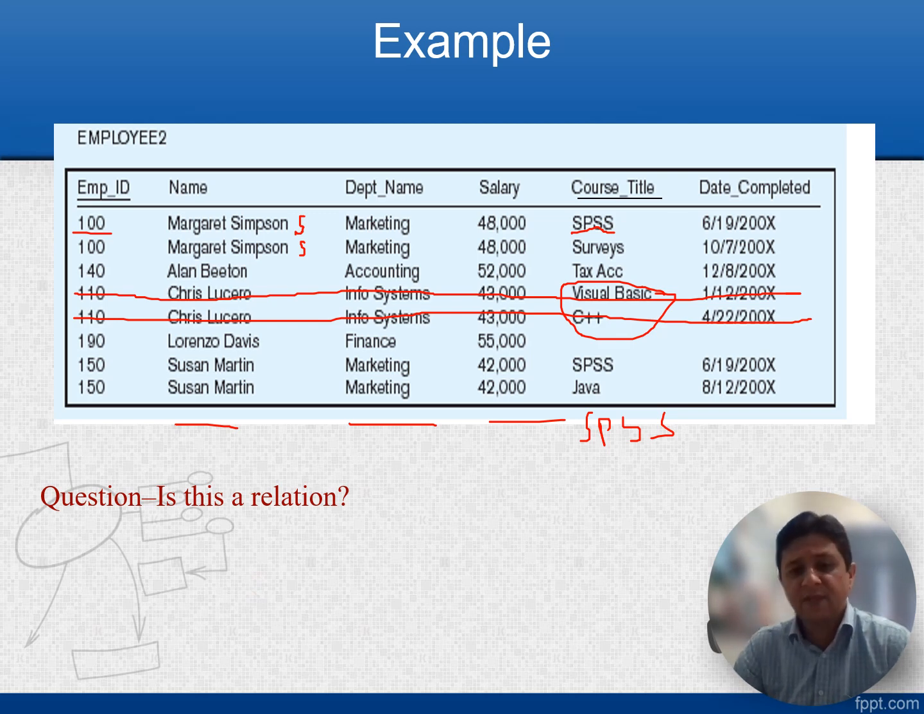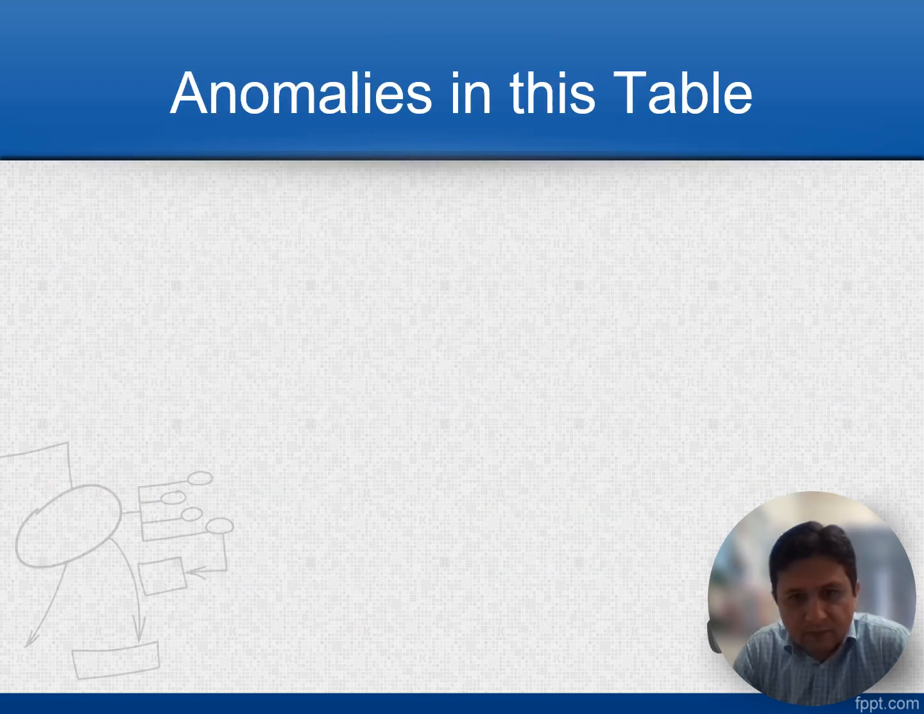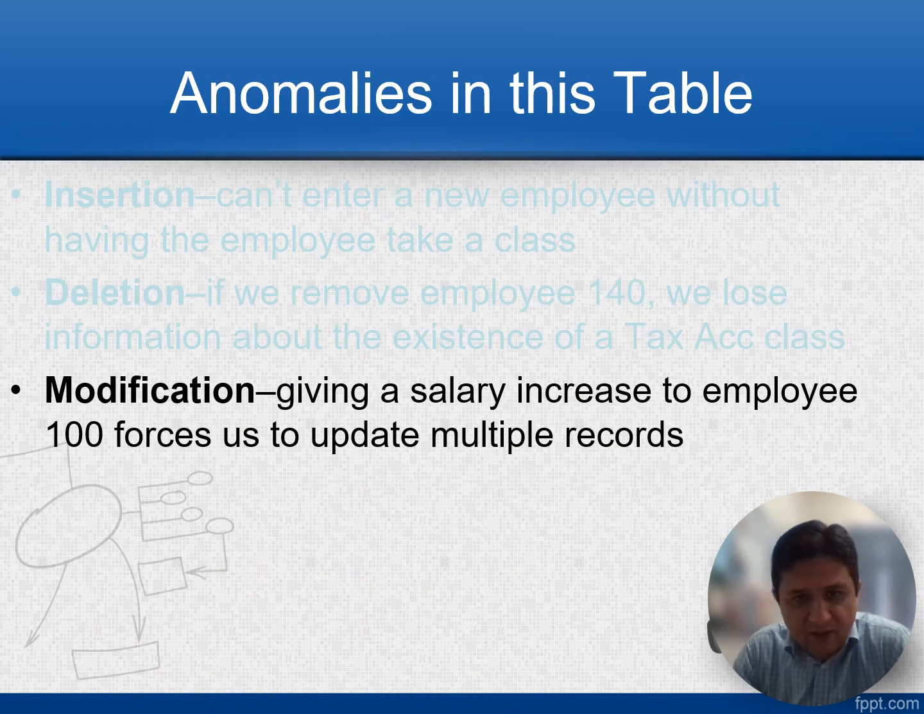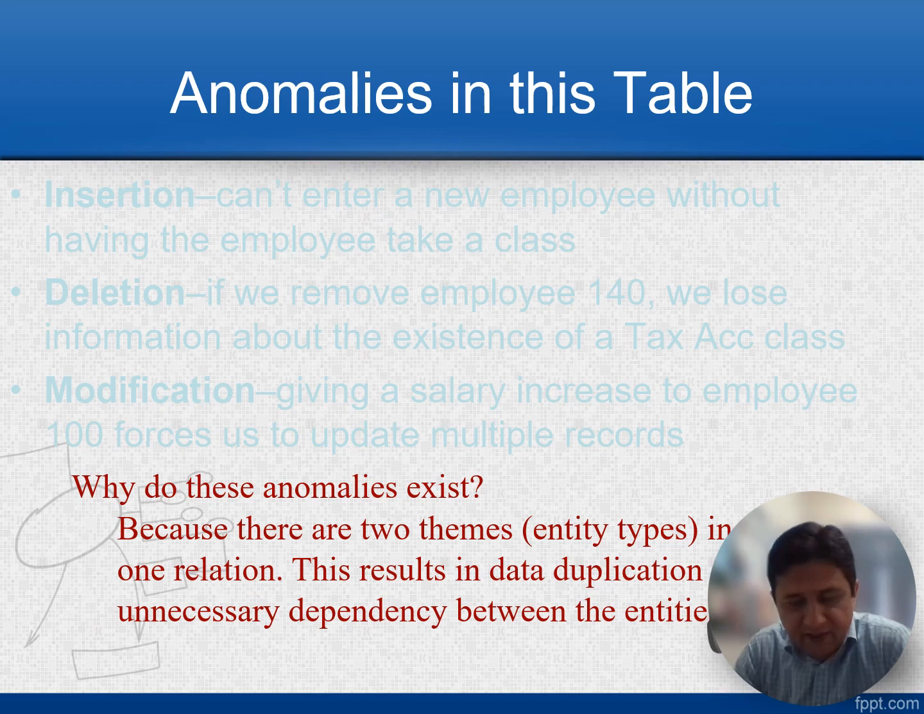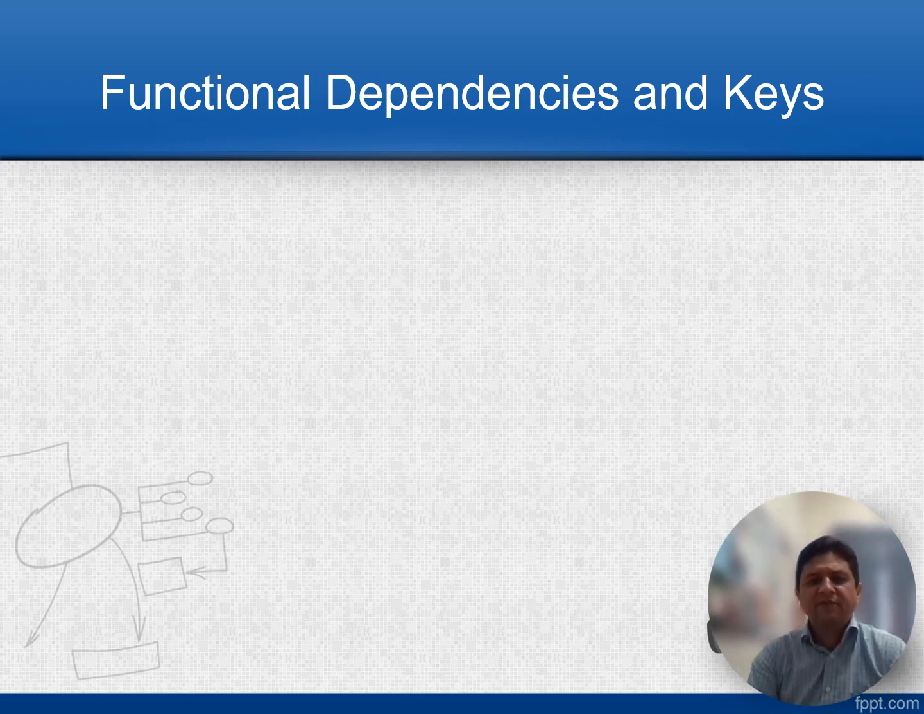So with the help of these examples, we have just seen that although this relation is a relation, this relation has all these three anomalies present in it. We have just discussed all of these anomalies in this table, and we have also discussed the reason: we have merged different entity types in this particular relation, so these anomalies are there.